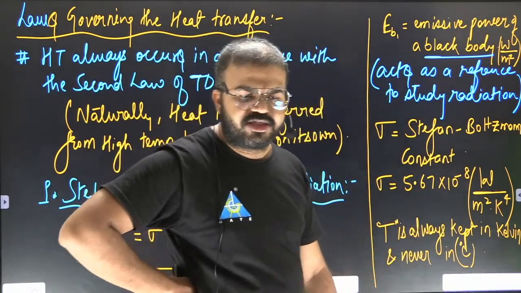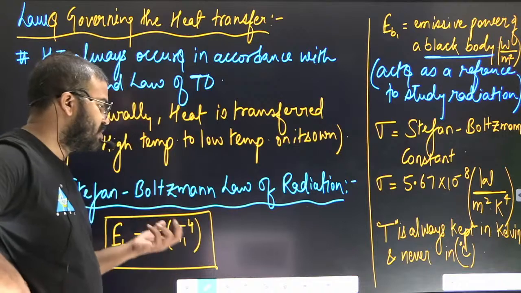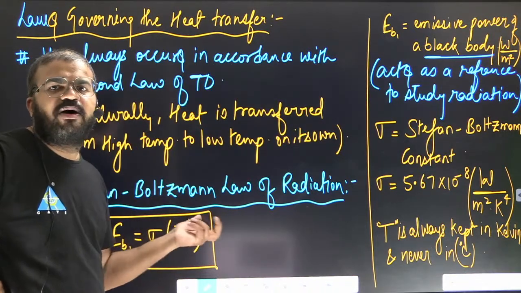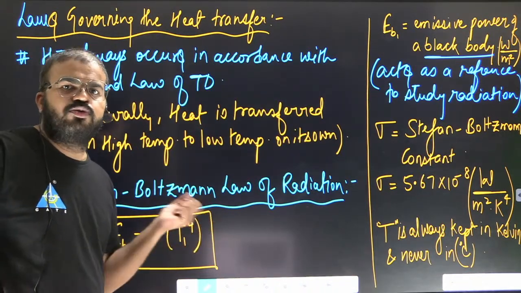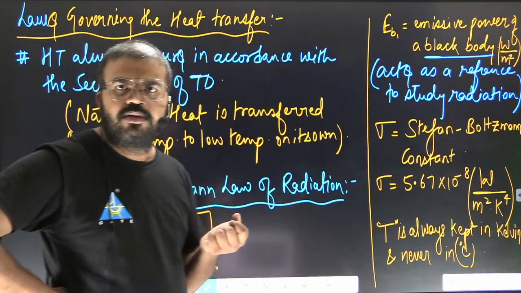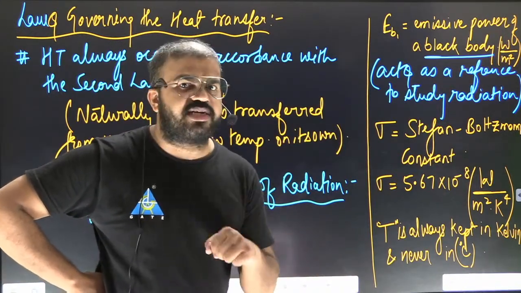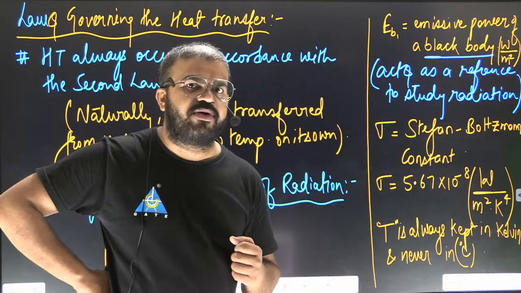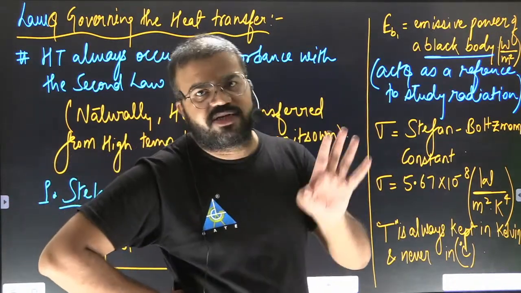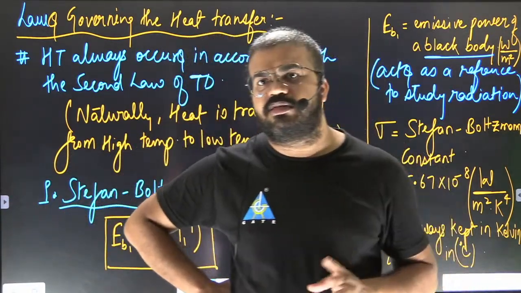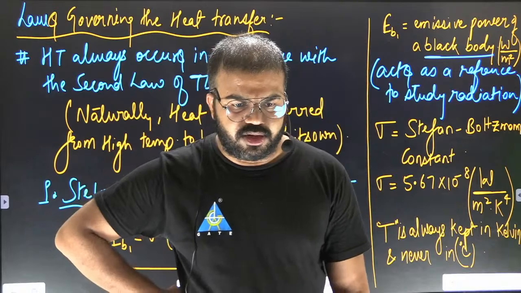Why? Because if you keep it in degrees Celsius, for example 2 degrees Celsius, 2 to the power 4 is 16. But if you convert it to Kelvin, it becomes 275, and 275 to the power 4 is not at all 16. That's a different value altogether. Got it?